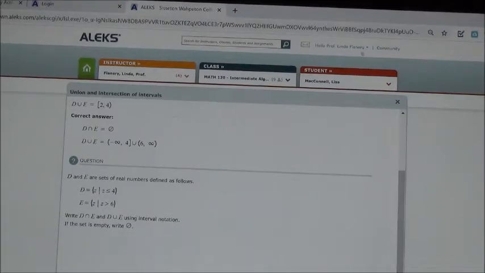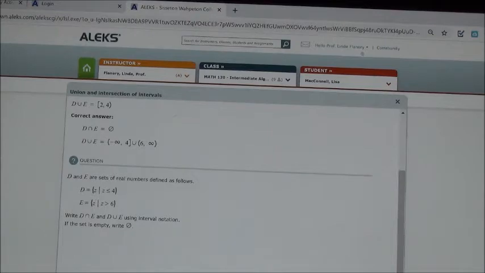All right, looking at the union and intersection of intervals. You have to be careful on this one. They switch the union and intersection around, so pay attention to which one they're asking for. The union kind of looks like a U, is like when you have an OR. It can be in this set or this set. So when you do the union, anything that gets graphed in either interval is part of your answer.